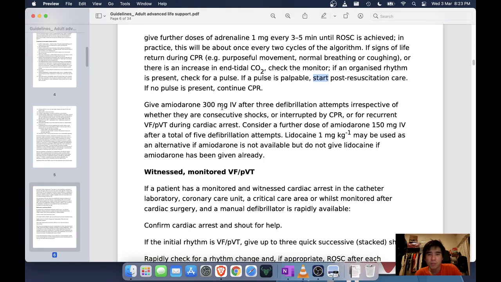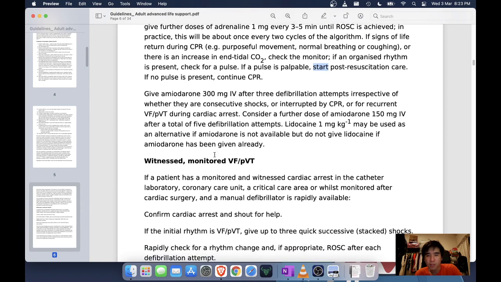Give amiodarone 300 mg IV after 3 defibrillation attempts, irrespective of whether they are consecutive shocks or interrupted by CPR, or for recurrent VF or pVT during cardiac arrest. Consider a further dose of amiodarone 150 mg IV after a total of 5 defibrillation attempts. Lignocaine 1 mg per kg may be used as an alternative if amiodarone is not available, but do not give lidocaine if amiodarone has been given already.